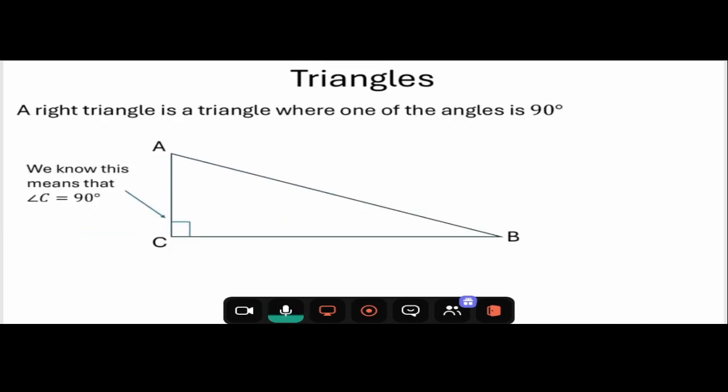A right triangle is a triangle where one of the angles is 90 degrees, like that one right there. And remember, we use that little square symbol in the corner to tell us it's 90 without actually writing 90 in there. So we know that one of the angles here is 90.